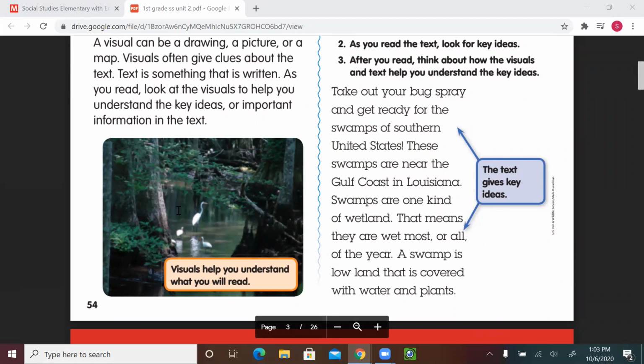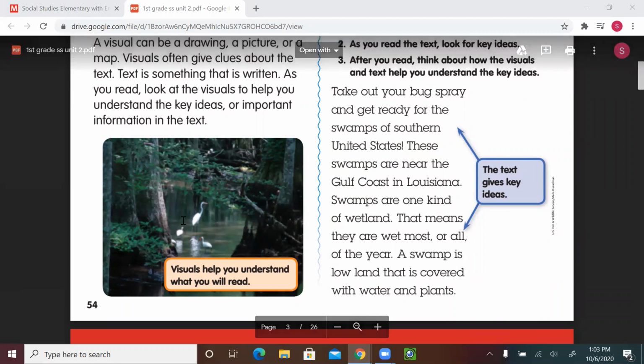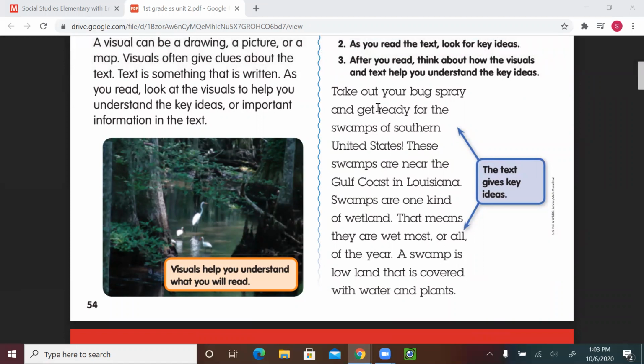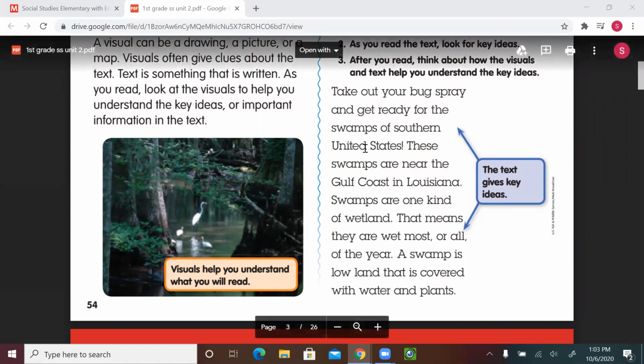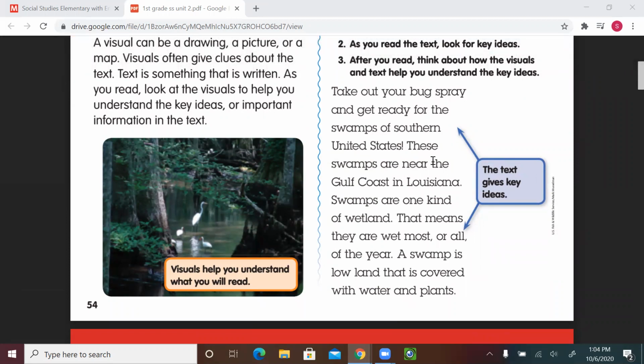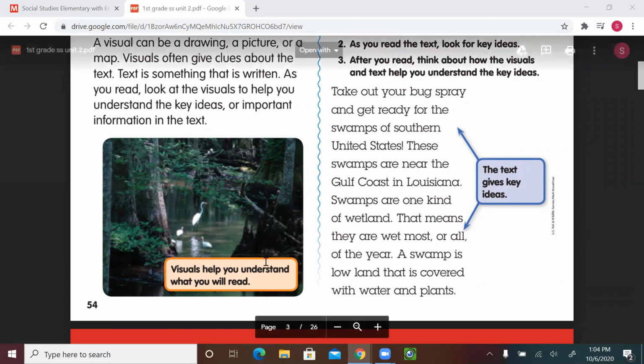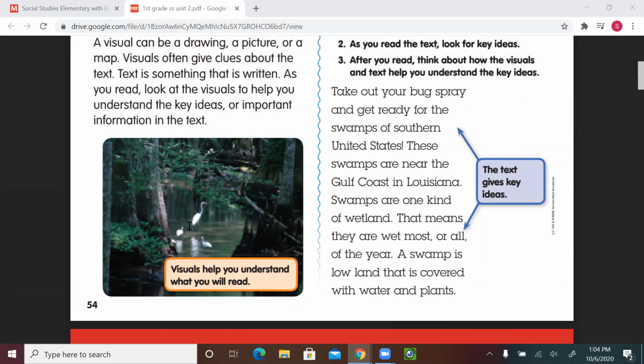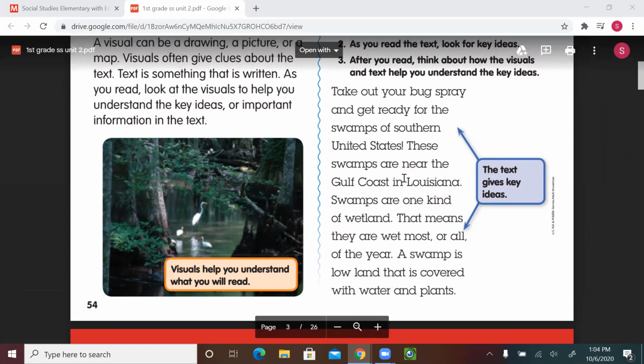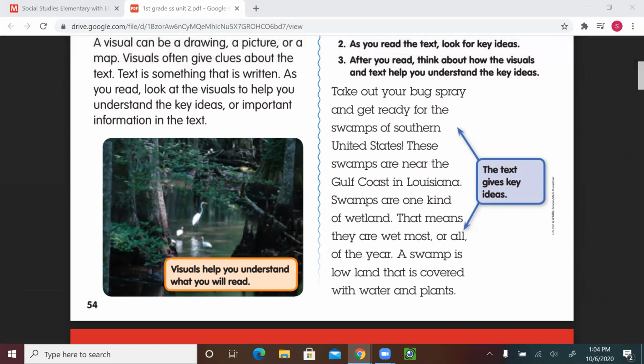Now when I'm looking at the picture, I get ideas that I'm going to learn something about trees or water. But when I read the text or the articles related to that, it gives me ideas that I can visualize when they say swamps. So now this is swamps. I know where it's located, the southern United States. I know what swamps are: wetland most of the year, a lowland covered with water and plants. So now I know what I'm talking about because I looked at the picture and I read the text related to that.